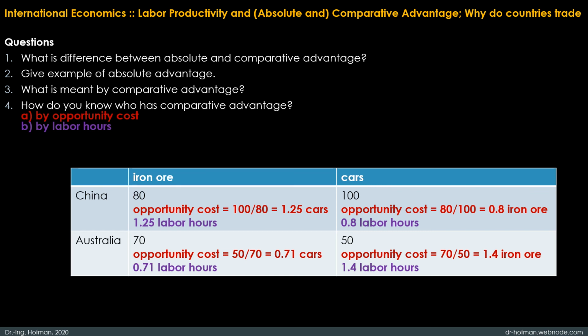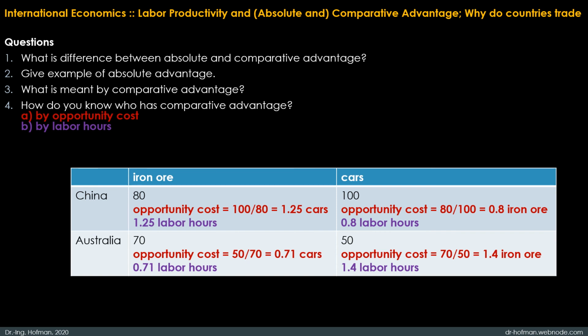China's opportunity cost of 1 unit of iron ore: China can produce 80 iron ore or 100 cars. Therefore, 80 iron ore equals 100 cars. We need to make it 1 iron ore, so we divide both sides by 80. We get that 1 iron ore is 1.25 cars.